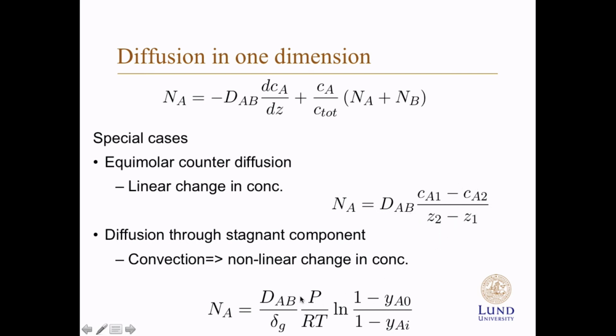If you have equimolar counter diffusion, you get a linear change in concentration, so linear concentration gradient. And if you have diffusion through stagnant component, well, then NB is 0 up here. Then you have a non-linear change, and it always bends in the direction of the convection. So if you get a special case that is different from these 2 cases, you have to derive your equation from this thing up here. That would be a rather difficult task for an exam, I would say. Still possible, but a difficult task.